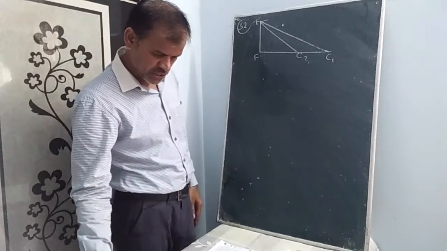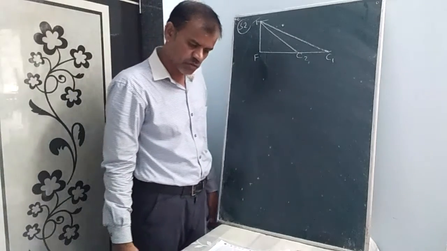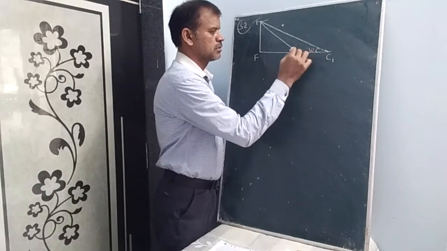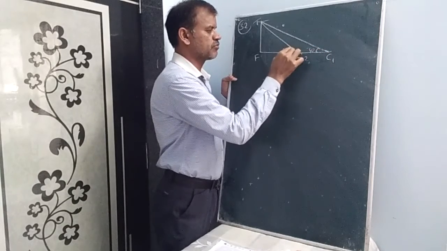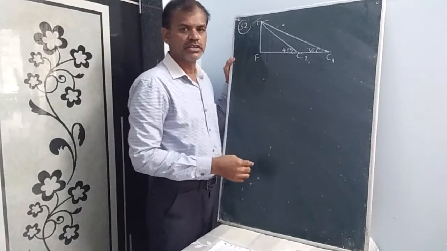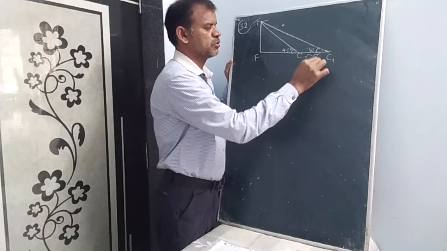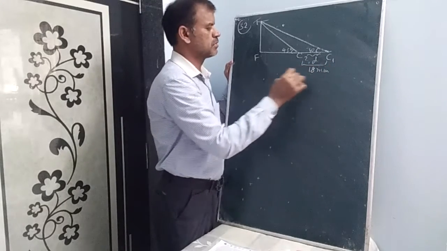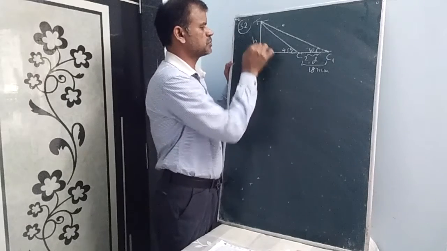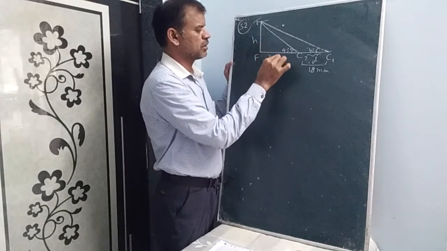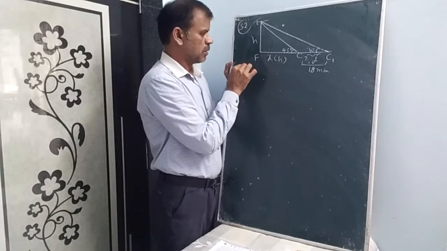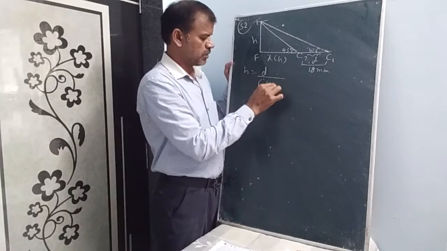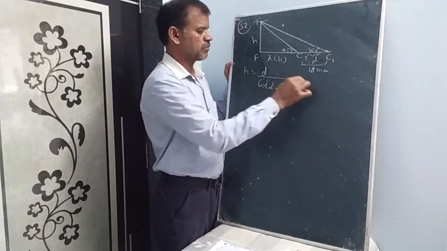It takes 18 minutes for the angle of depression of the car to change from 30 to 45 degrees. Let this be 30 degrees. To change the angle from 30 to 45 degrees, it took 18 minutes. This is D originally. Time taken to travel the distance is 18 minutes. This is H, this is X. Of course, directly you can write X is nothing but H. Apply the formula: H is equal to D by cot alpha minus cot beta.